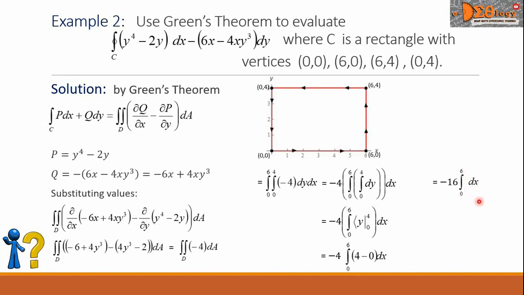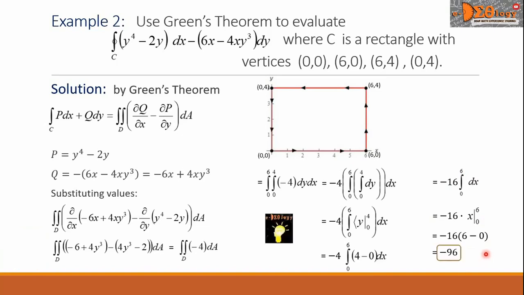Let us integrate further. The integral of dx is simply x, so we copy the negative 16 here. We evaluate x with respect to the limits of integration from 0 to 6. So the x here becomes 6 minus 0, which is 6. And this 6 is multiplied by negative 16. So we have negative 96. This is our final answer.